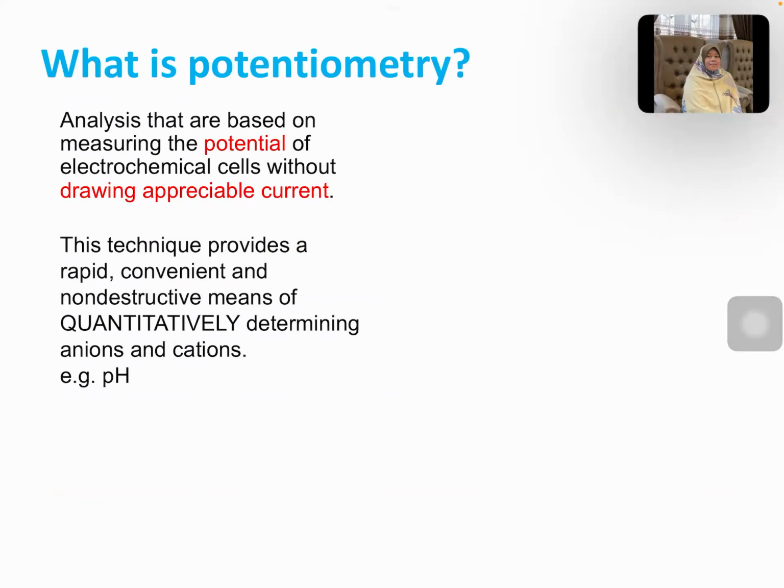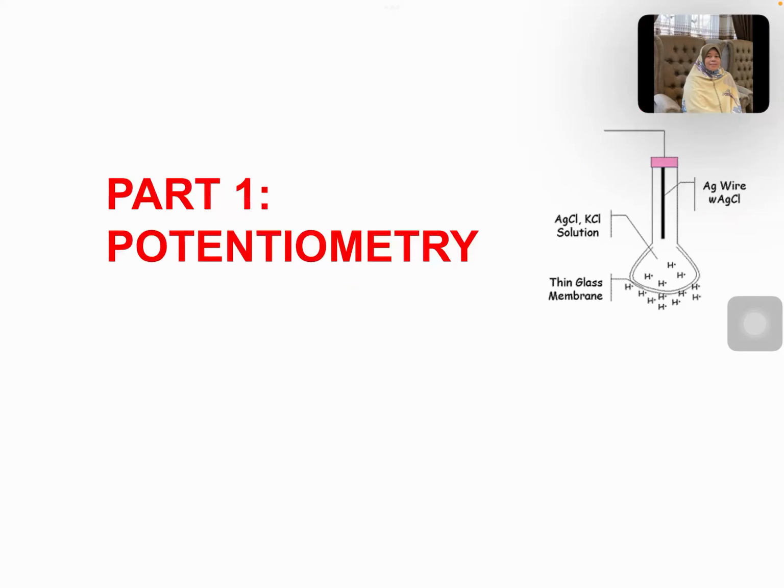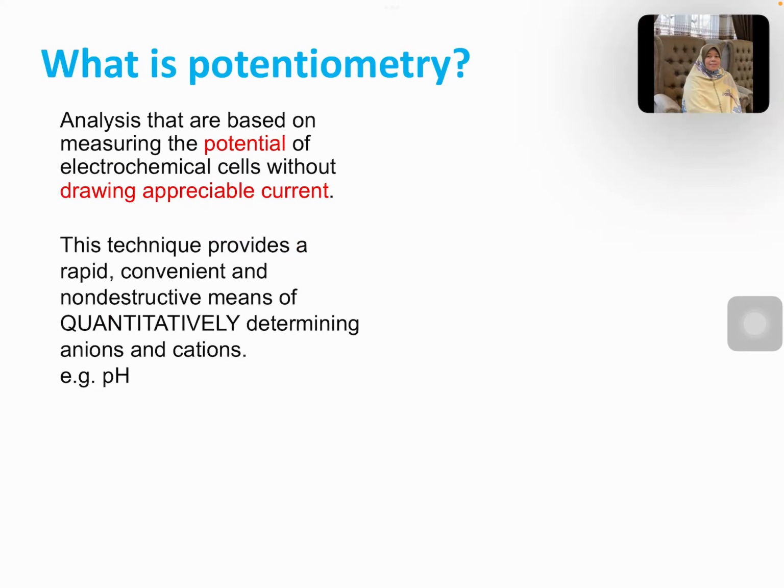So the principle, because we need to discuss first, is the principle. The principle of potentiometry is that the analysis is based on measuring the potential of an electrochemical cell without the need of current.